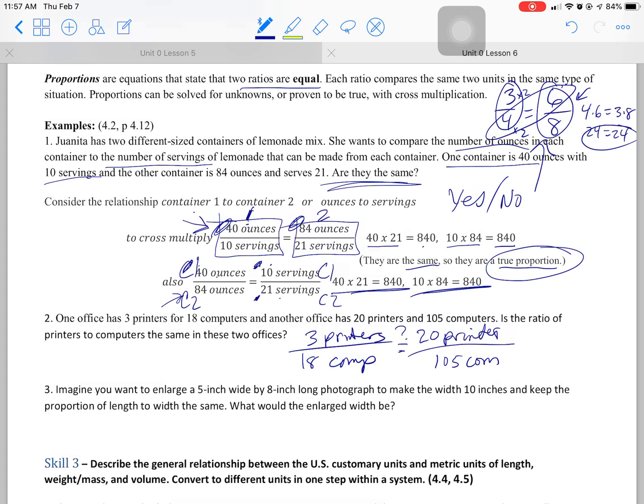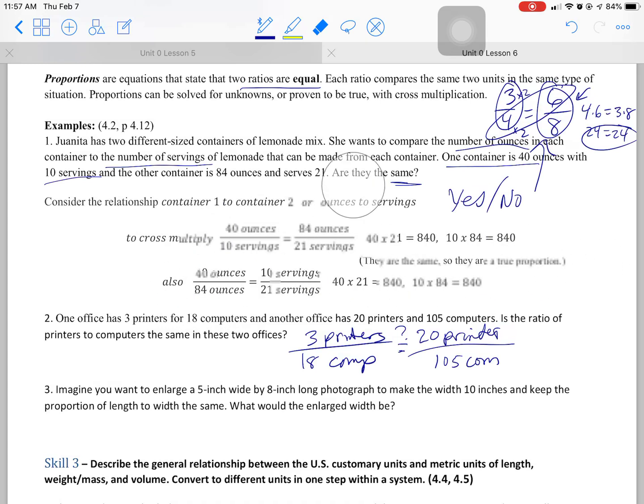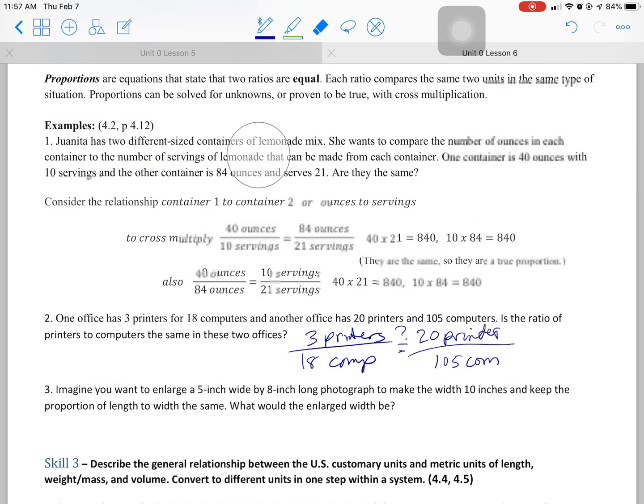Up here, let me erase some of this mess that I wrote on here. Sorry, the whole thing is quite messy.